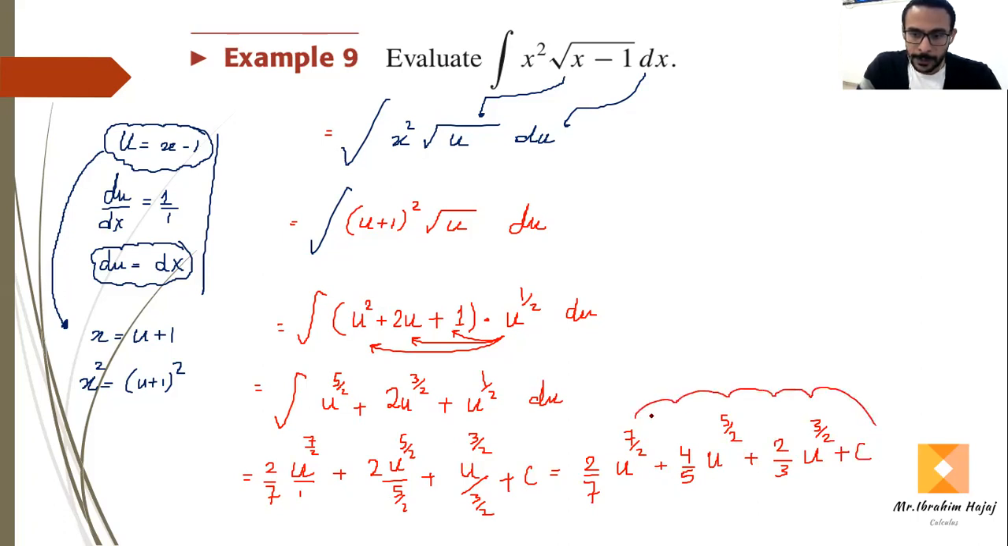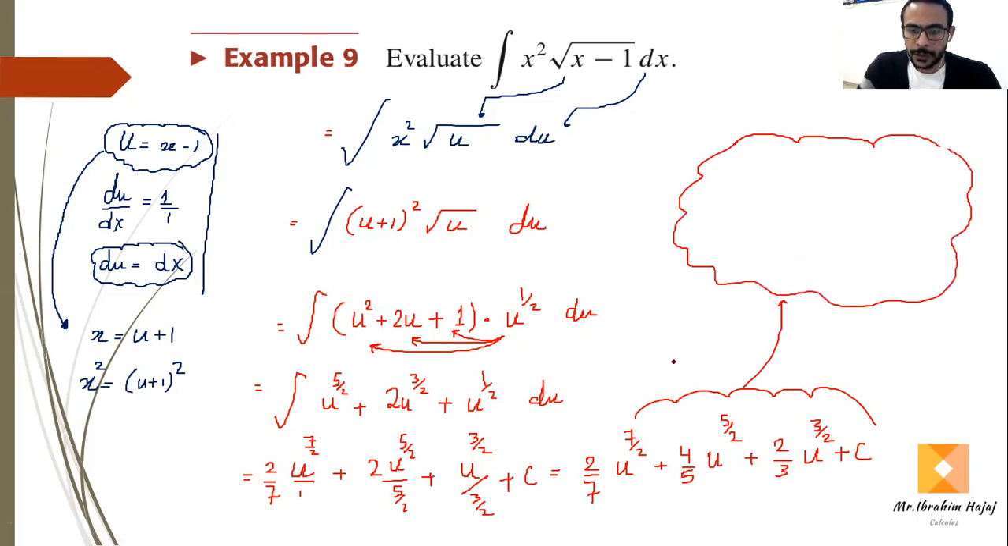Great job. The final step is to replace u with x, so we write the answer in terms of x: 2 over 7, where u is x minus 1, to the power of 7 over 2, plus 4 over 5, x minus 1 to the power of 5 over 2, plus 2 over 3, x minus 1 to the power of 3 over 2, plus c.